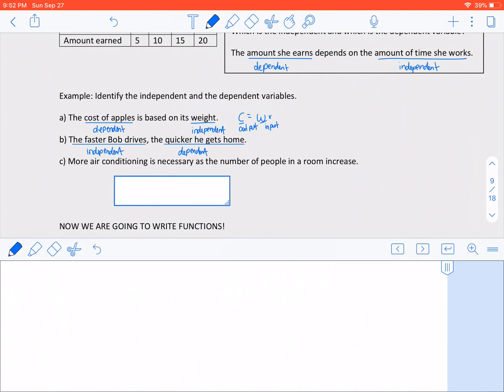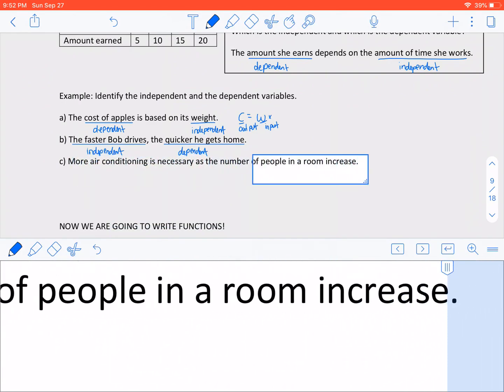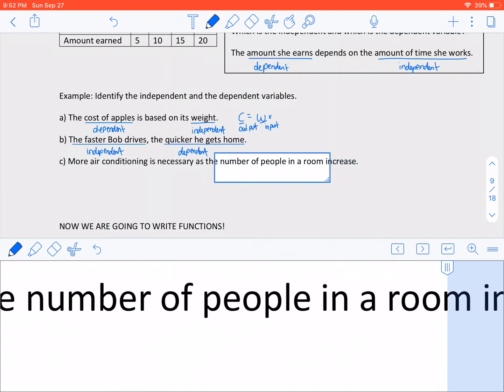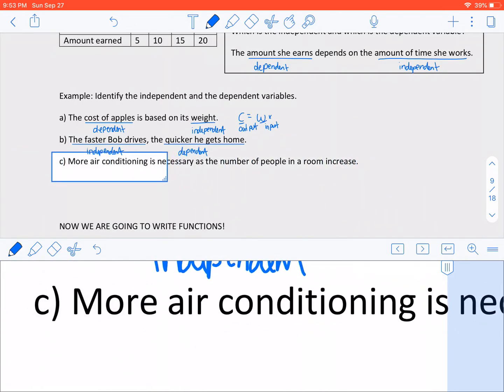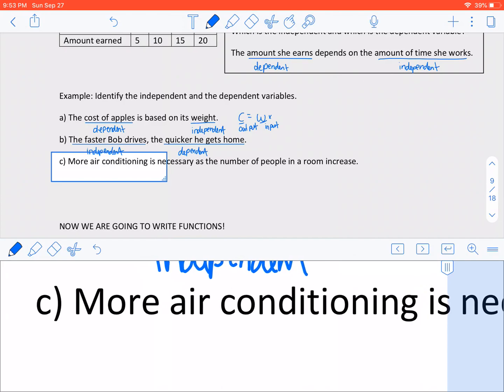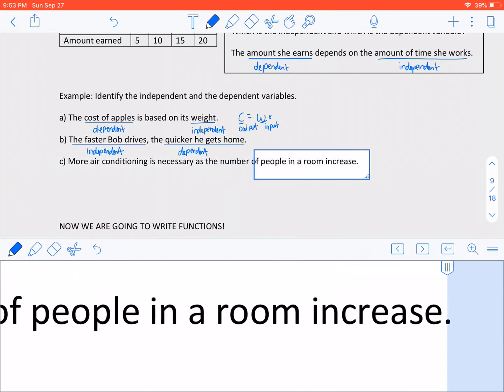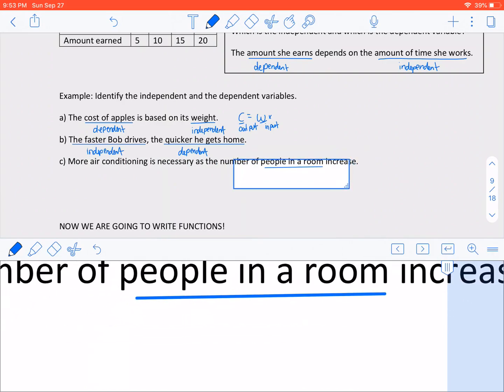More air conditioning is necessary as the number of people in a room increases. So if you don't know this, warm bodies generate heat on their own. So the more people in a room, the hotter it's going to get. The fewer people in a room, the cooler it's going to get. So if there are more people, they need more air conditioning. So how much air conditioning is dependent on the number of people. People in a room, independent.